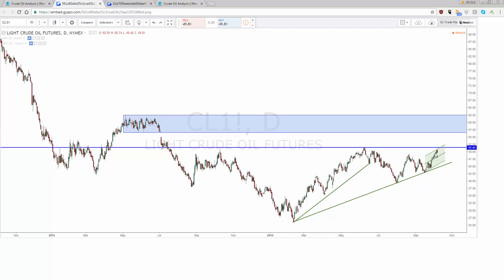Now, we did have a little bit of profit taking going on this week. We also had the closely watched Baker Hughes rig count report, which showed that the rigs increased again for the 14th of the past 15 weeks. So again, more oil production coming online, leading to a little bit of bearish news here.